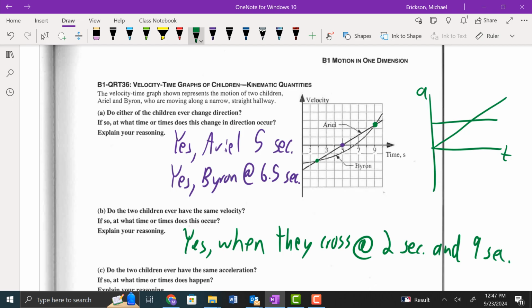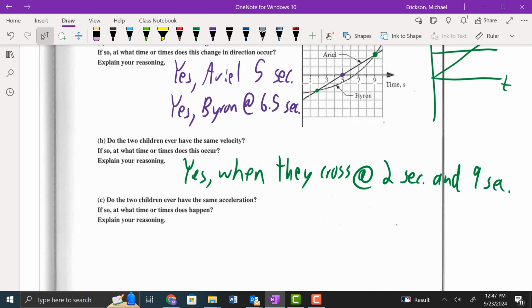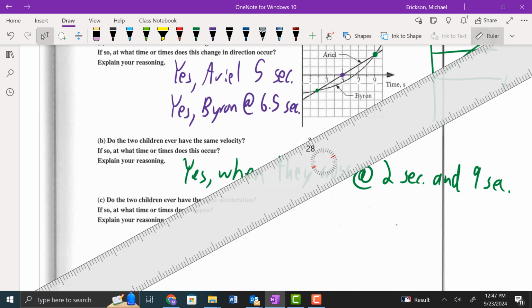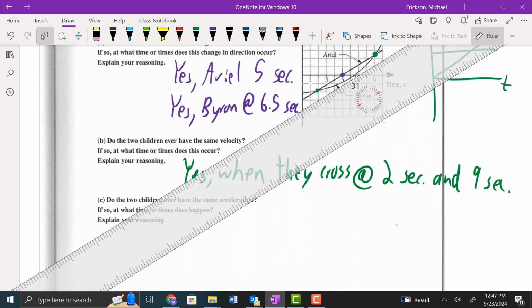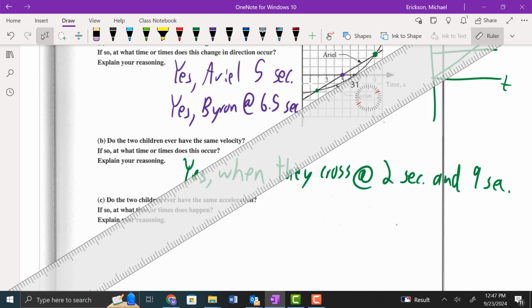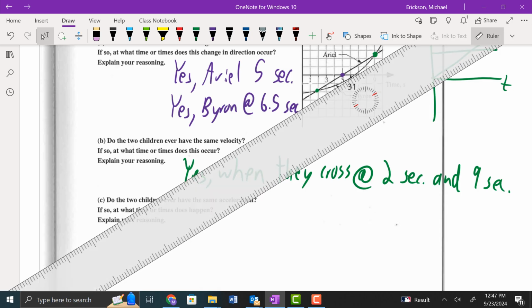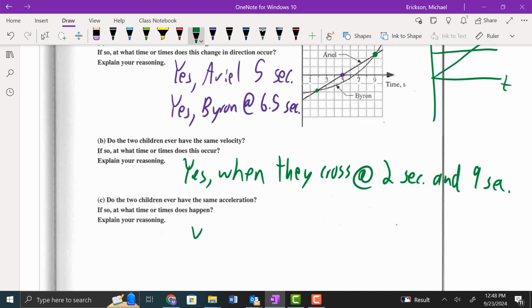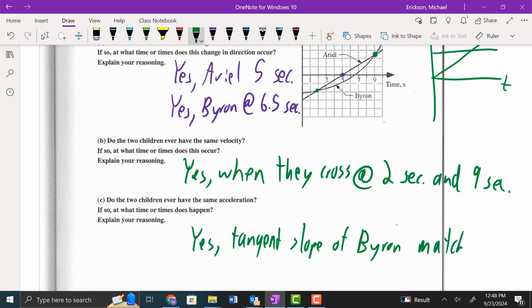Now they ask, are they ever accelerating the same way? Now, acceleration on a velocity time graph, it's the same reasoning as before. It's the slope on these graphs, and it's going to be wherever directly in the middle it is. It looks like to me it's around 5.5 seconds again. So yes, the tangent slope of Byron matches Ariel. I'm going to say it's about 5.5 seconds.